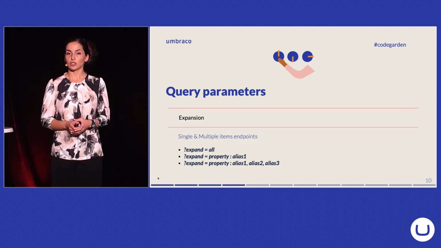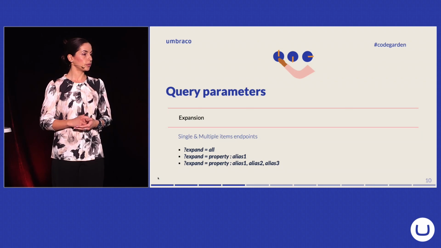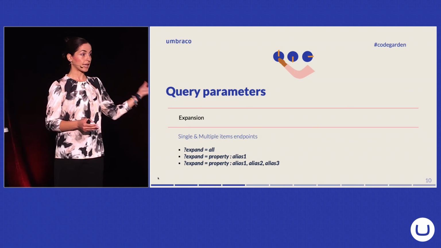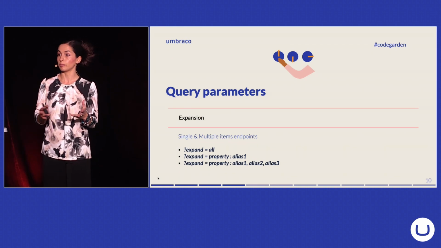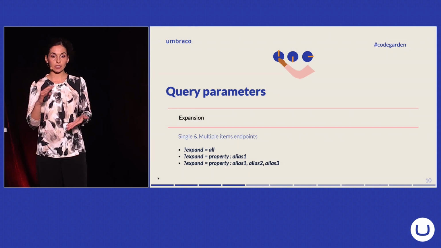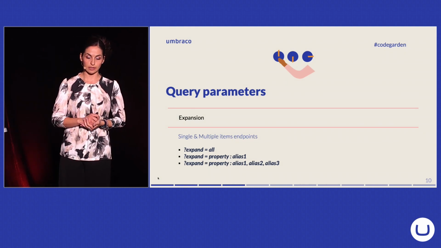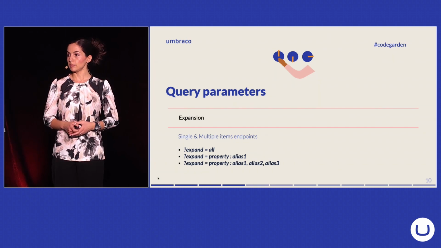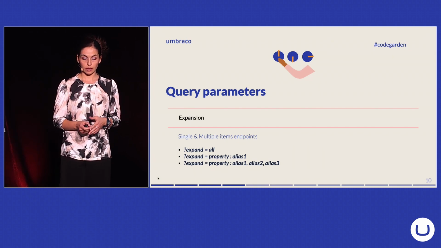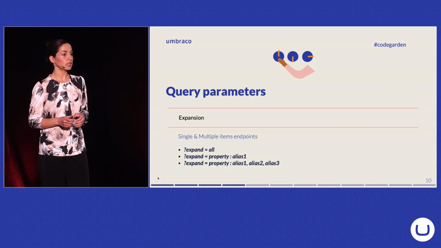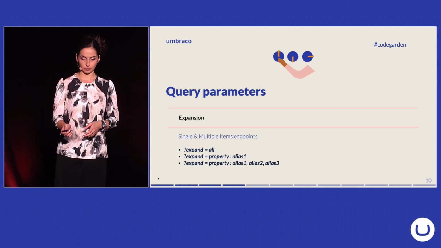Finally, we have included the concept called expansion. When a content item is retrieved, all its data will be returned along with its properties. If a content item references other content, for example through the content picker property editor, those references will be included in a slim version without their properties. However, this expand option provides us with more flexibility in the data we retrieve. You'll be able to expand all or specific properties of the content as long as they are expandable.